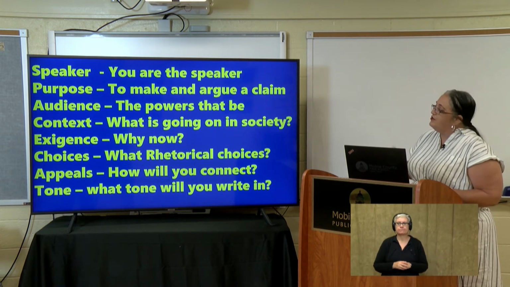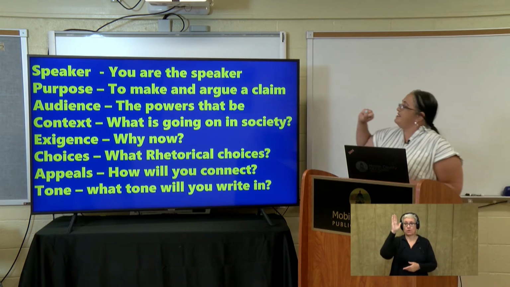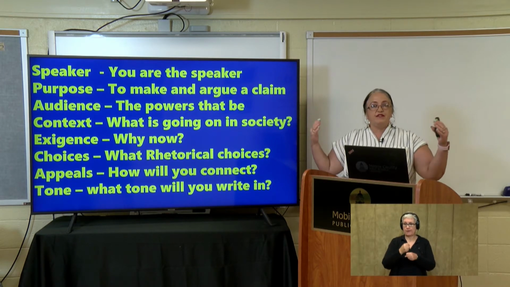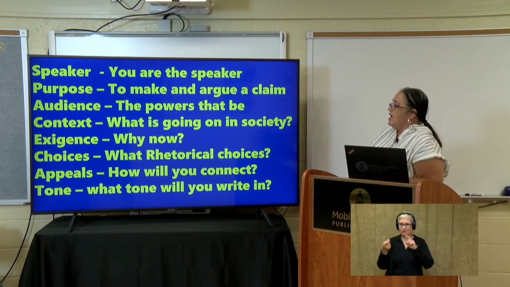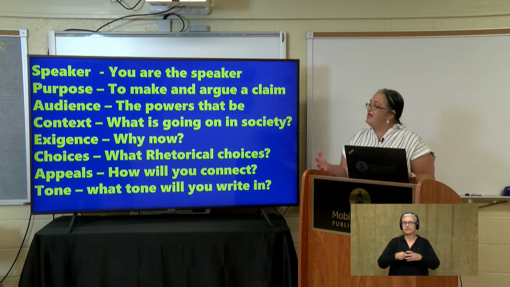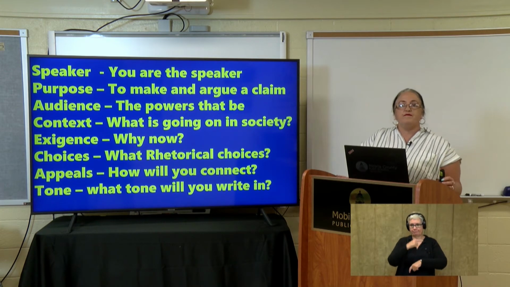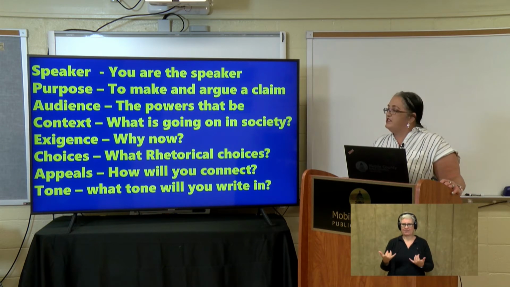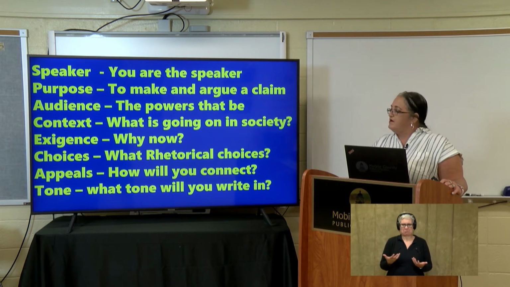Now we're going to return to our space cat. You're the speaker. Your purpose is to argue or to make a claim. The audience is the powers that be. Who changes the rules about school lunches? All right, the context. What is going on in society to make this relevant today? The exigence. Why now? If you're going to argue that these lunches should be given to students, why now? What's the importance of it being right now?